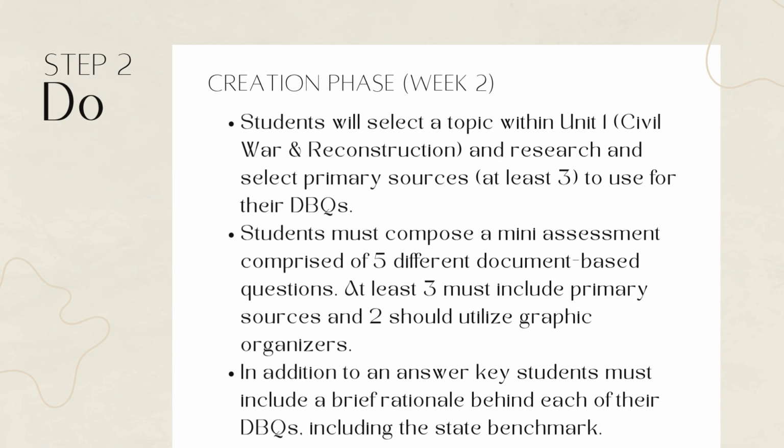During week 2, the creation phase, students will select a topic within Unit 1 and research and select primary sources. Students will be required to use at least 3 within their DBQs. Students will then begin to build their mini-assessment, which will be comprised of 5 different document-based questions. As previously stated, at least 3 must include primary sources. These could be documents, photographs, political cartoons, etc. And the other 2 document-based questions must utilize graphic organizers that students must complete to answer the question. For each question, students need to tag each with a state benchmark and provide a very brief rationale behind their formatting and sourcing.